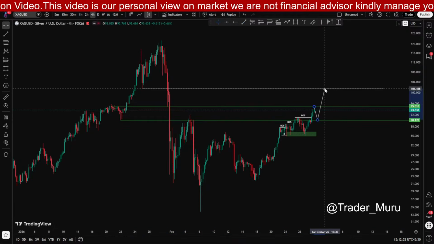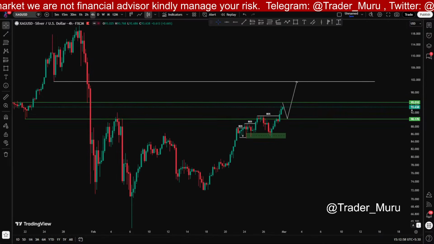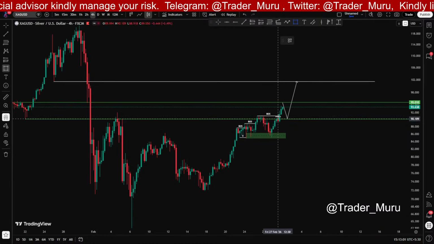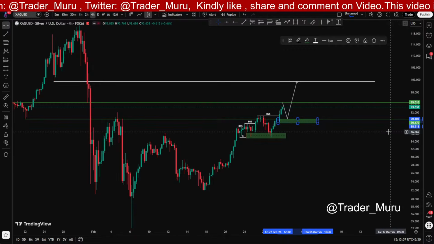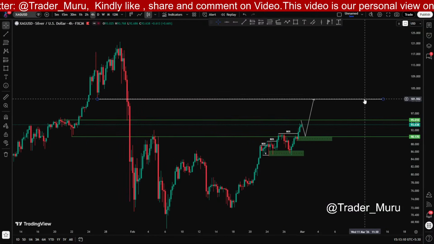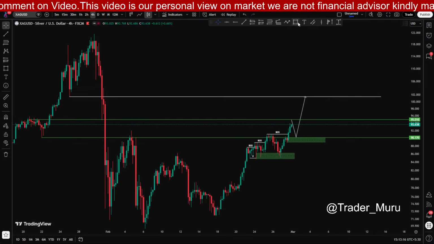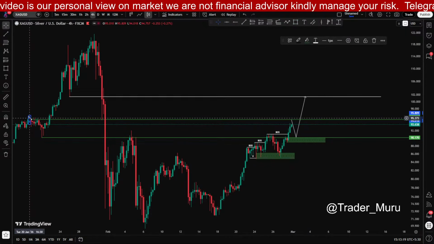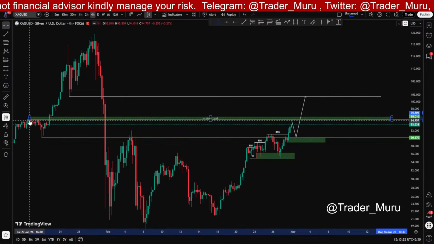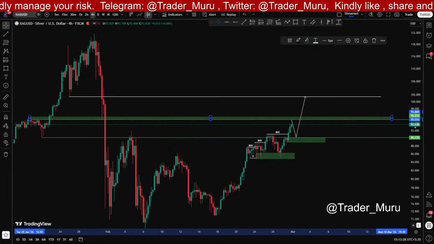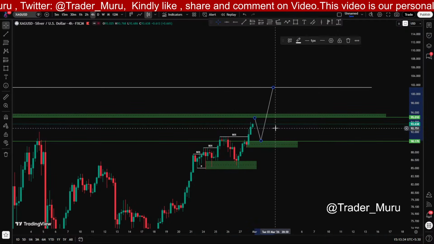around 101. So this is the possible path in silver, a rejection from 95, and the test of this order block, which is pending for the test at 90 to 88, and then again a pump towards 101. So this is the possible path in silver. Current resistance is this one around 95 to 95.8. From this area there will be a small retracement.